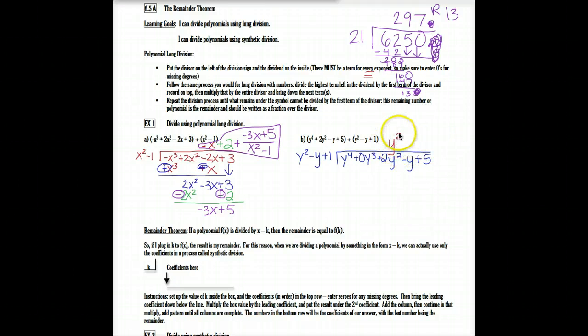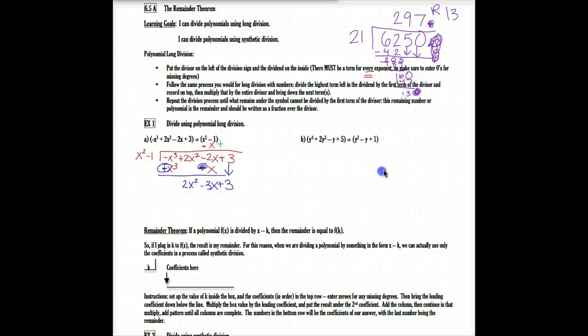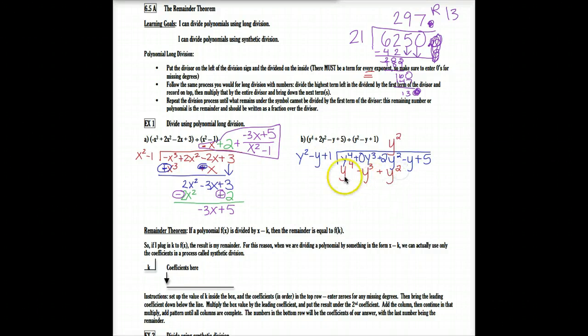So now, after I write something up here, I multiply. Y squared times y squared is y to the fourth. Y squared times negative y is negative y cubed. Y squared times 1 is y squared. After I multiply, I change the signs and add.